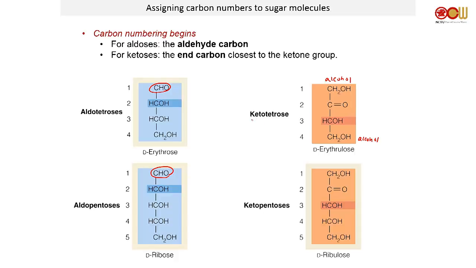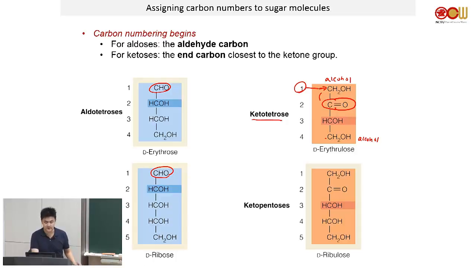For example, if you look at this keto tetrose, the carbonyl is here, and this carbon is closest to the carbonyl, because the other end requires 2 carbons away. So obviously, number 1 is the carbon that's closest to the carbonyl. So that's going to be our numbering system, all right?